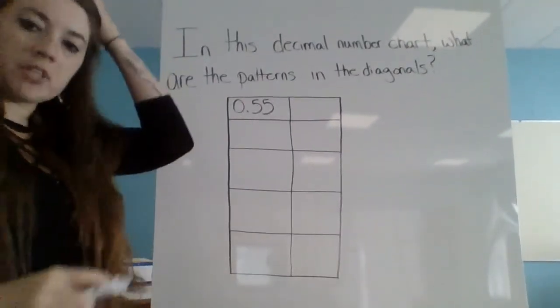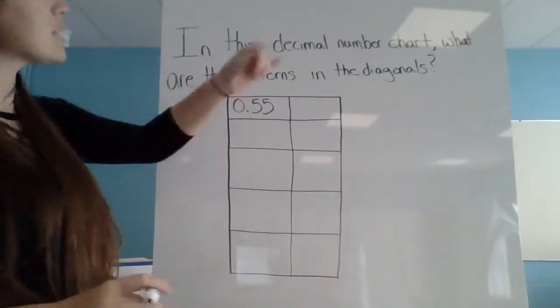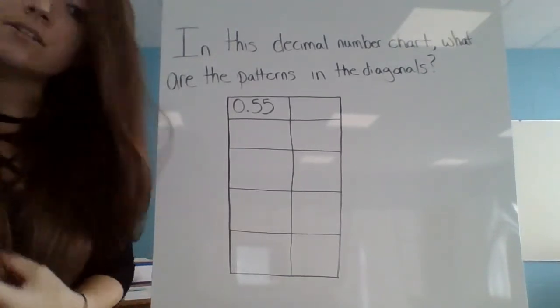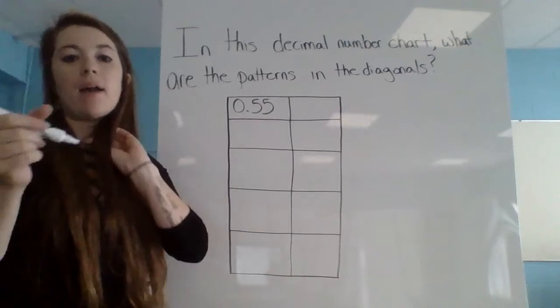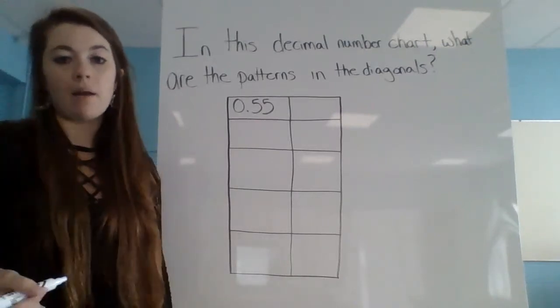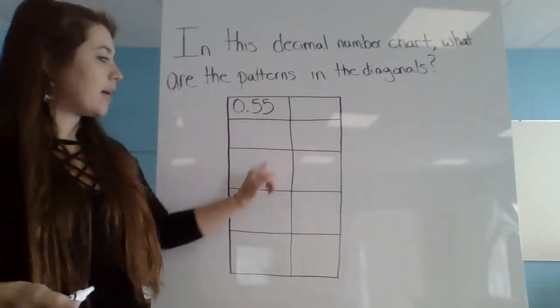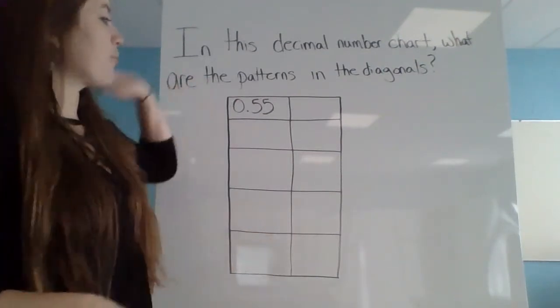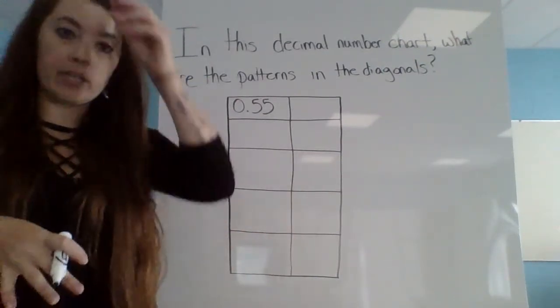So in this decimal number chart, what are the patterns in the diagonals? We looked at what the pattern was for the row and for the column, but we never looked at what going between diagonals looks like. So first let's fill out our chart, then we can look at the patterns.